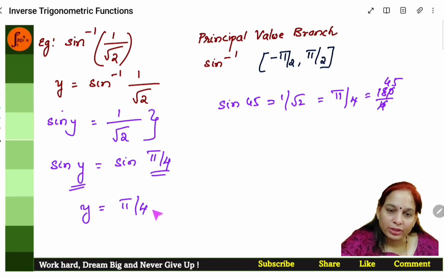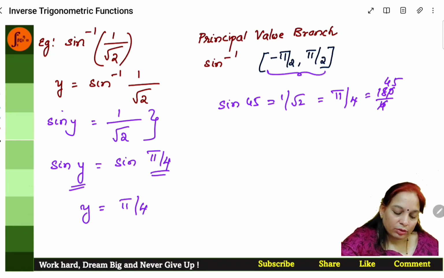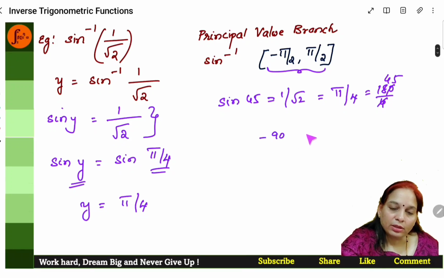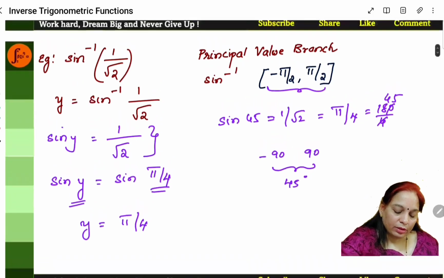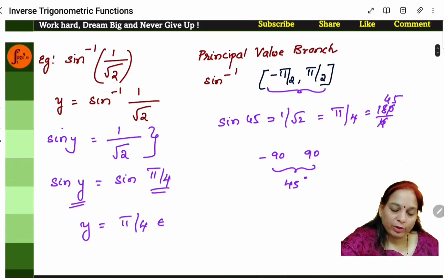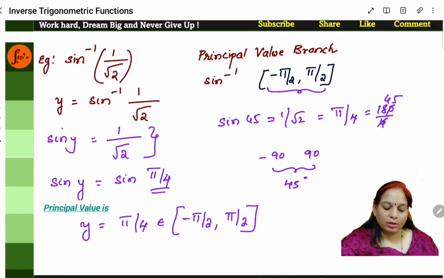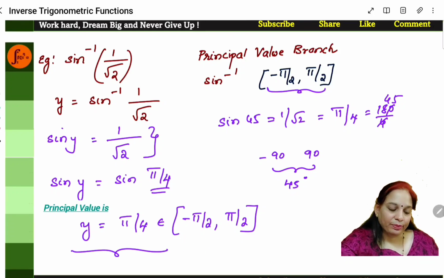Now you will always have to check that this is within the range. Pi by 4 is 45 degrees and it is within the range minus 90 to plus 90. Therefore, you should write this belongs to the principal value branch, and this is the principal value within this branch.